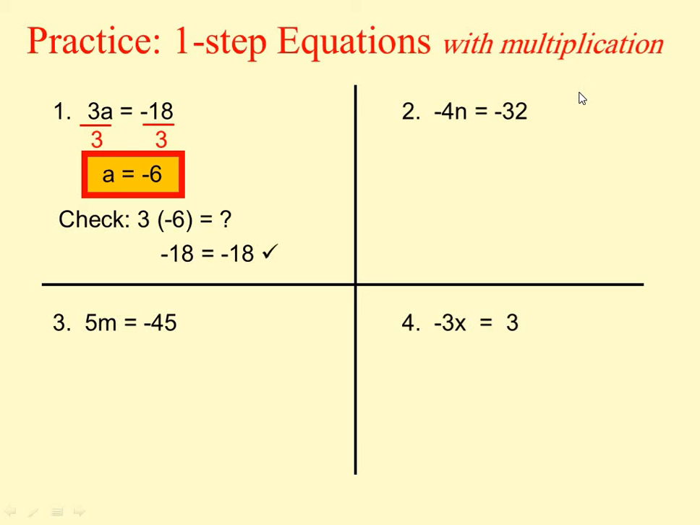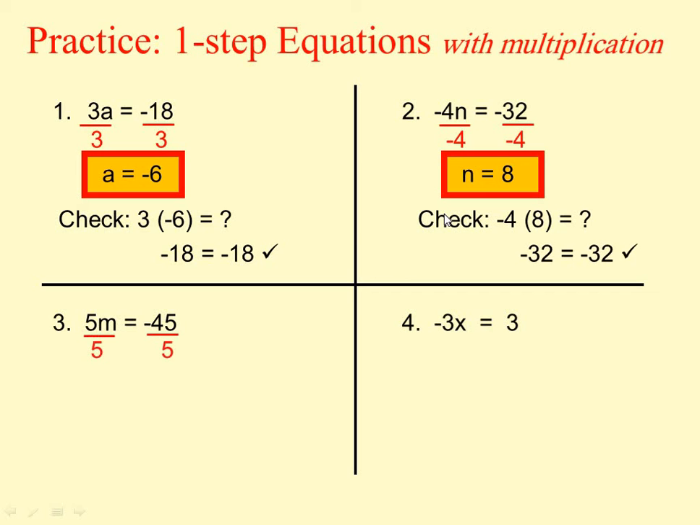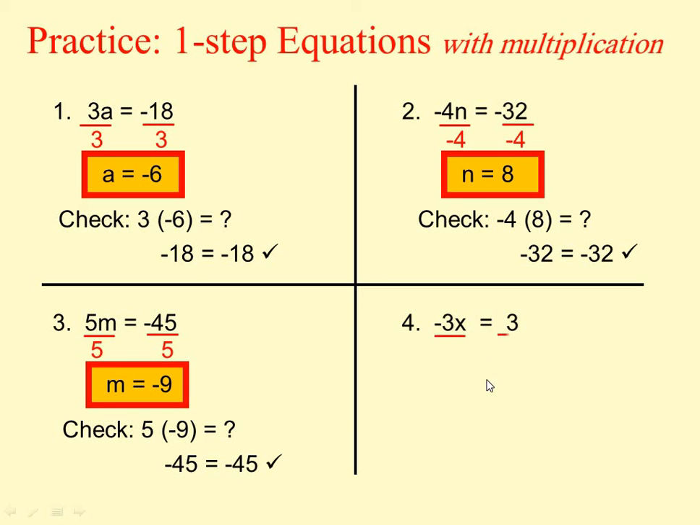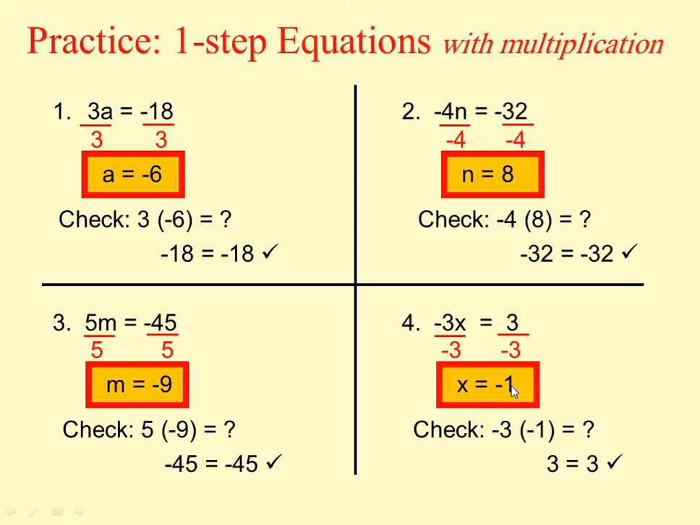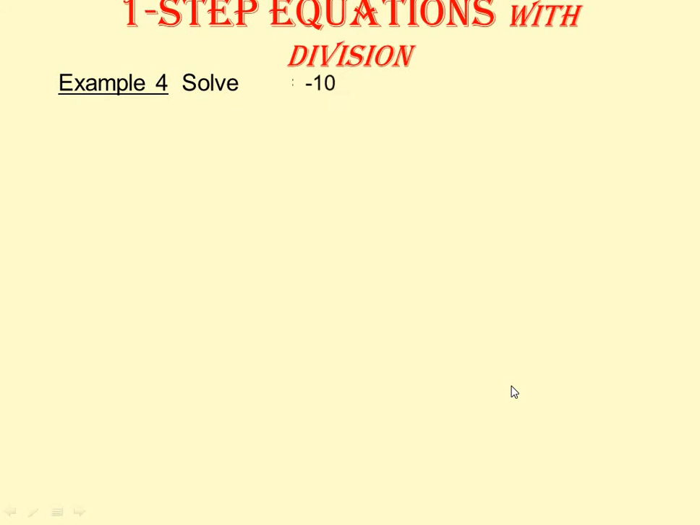Now here, divide by negative 4, okay? Since negative divided by negative is positive, I want to keep n positive alone in one side. Yes. Here, again, we check the answer. And we find out, what about if my equation includes division?